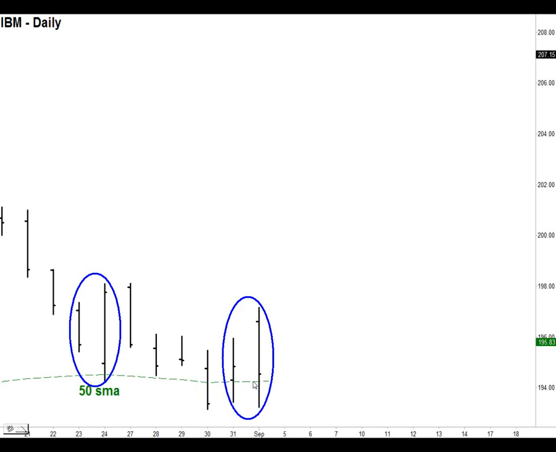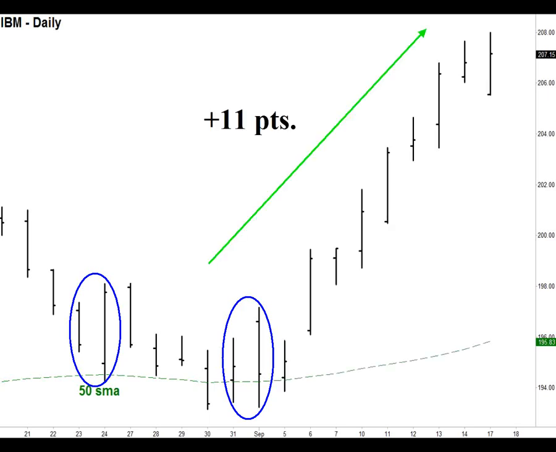And all we're concerned is just that one touches, but both of them are touching. So we've got two big clues here in the last week or so that there's going to be a big trend change in IBM. And as you can see, look what happened. 11 points to the upside starting the next couple of days.